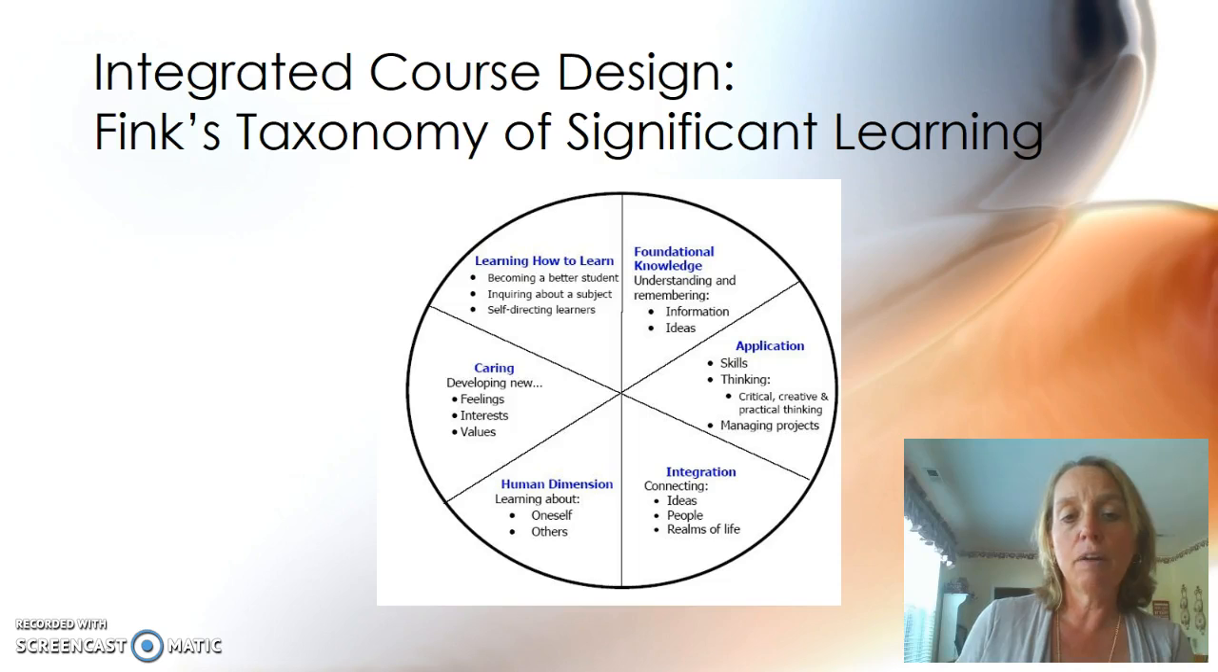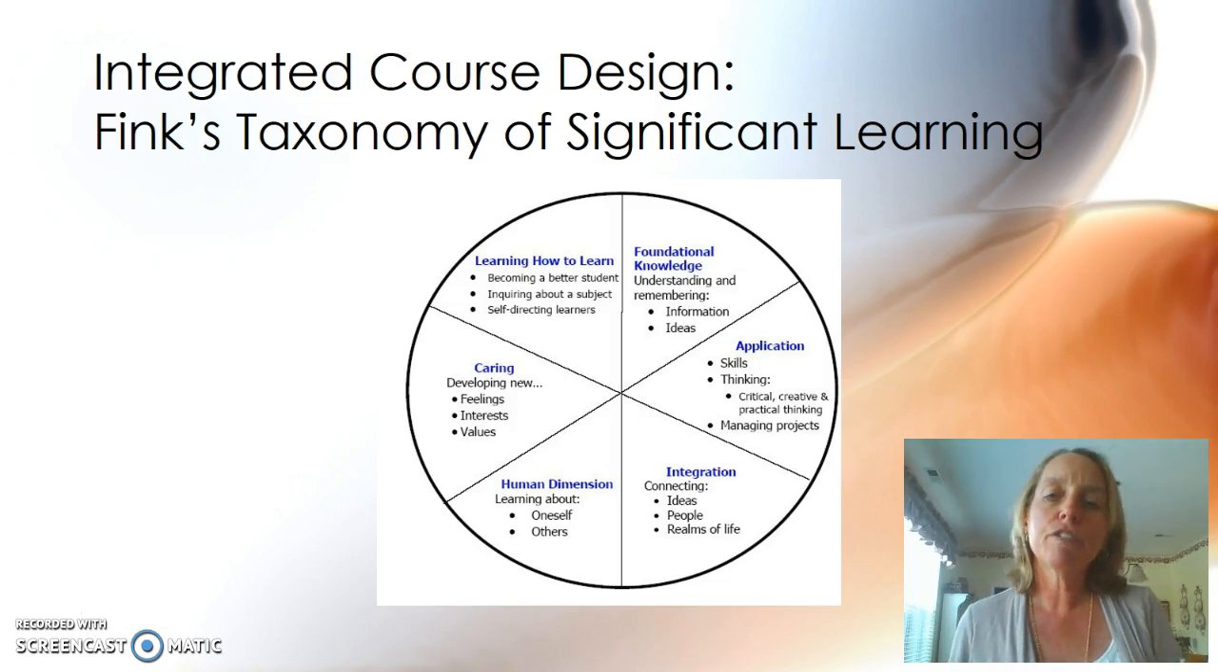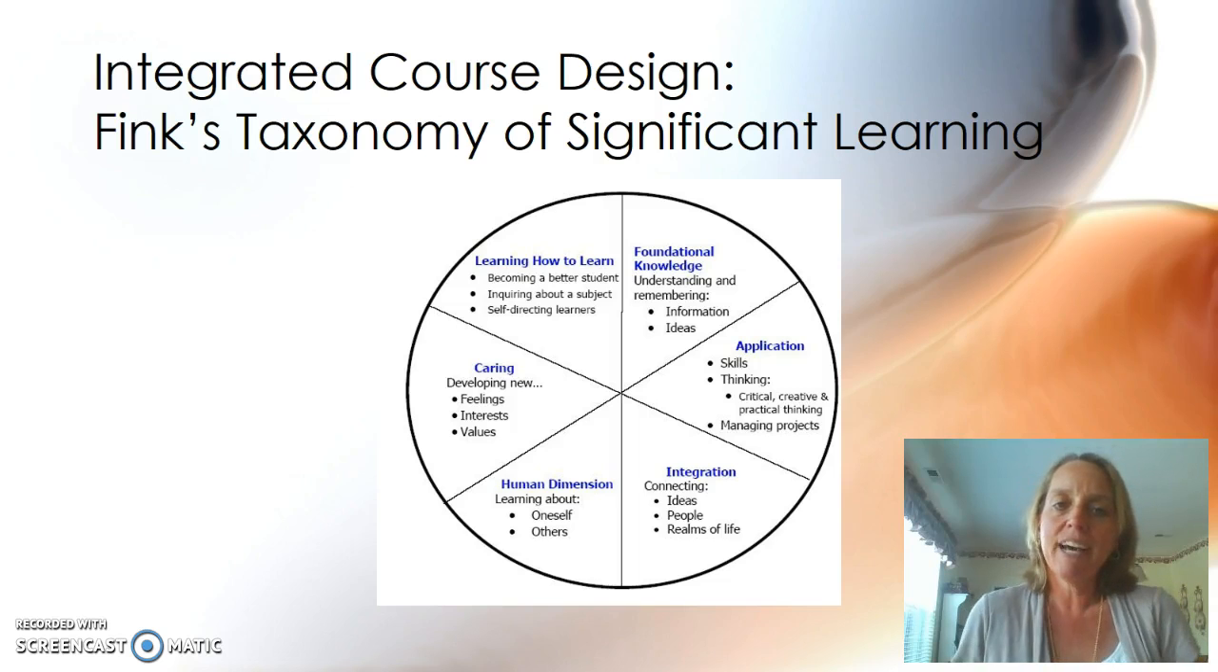And then the last part of his taxonomy is the caring piece. What he's saying here is that in order for significant learning to happen, we need to be emotionally engaged and connected to that material. So the more we care about it, the more likely it is that it's going to be a real significant learning experience for us. So you can see here, he wants the feeling component a part here.